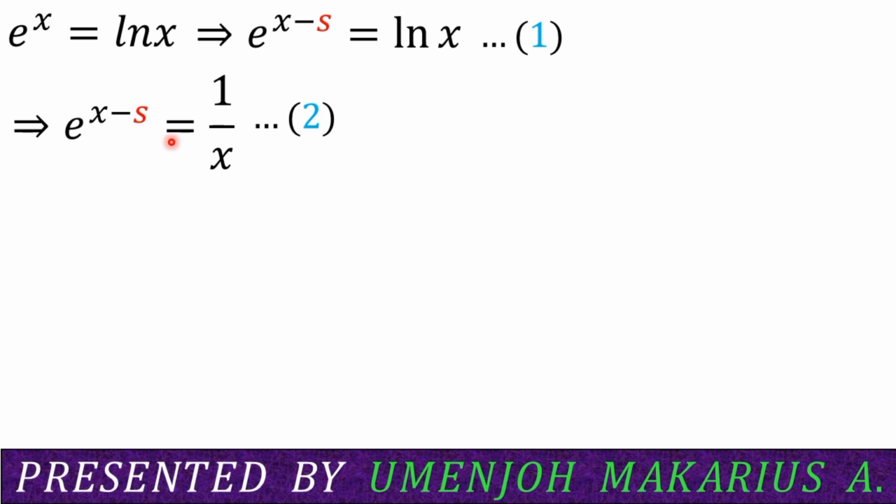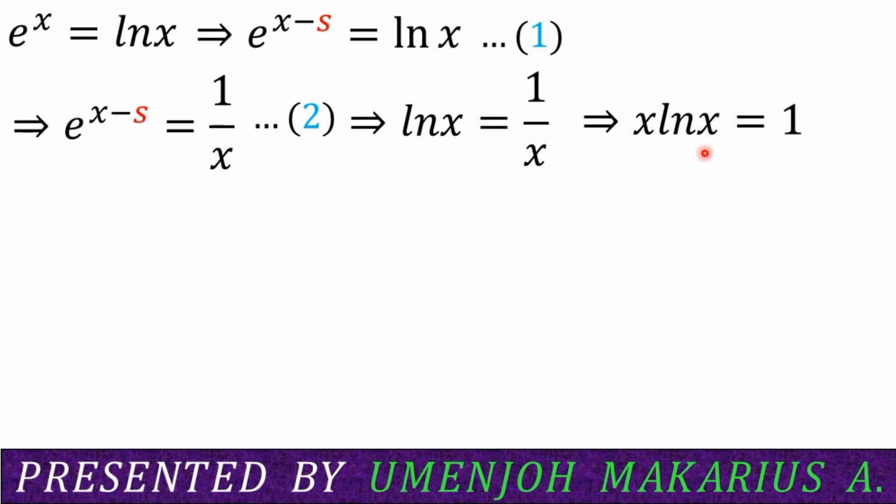At this point, all we need to do is to solve for the value of x. But we cannot solve for the value of s without finding what x actually is. So we are going to solve the two equations simultaneously. We have e raised to the power x minus s equal to ln x. The other way, we have e raised to the power x minus s equal to 1 over x. If we equate these two together, we have natural log of x equal to 1 over x. If we cross multiply both sides, we have x ln x equal to 1.